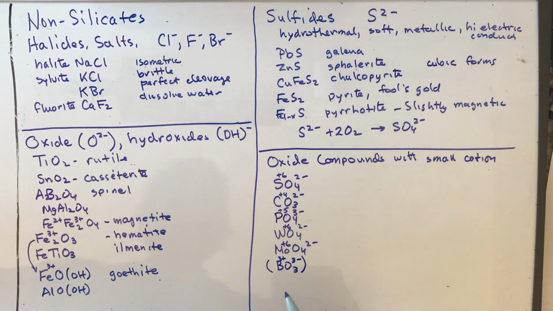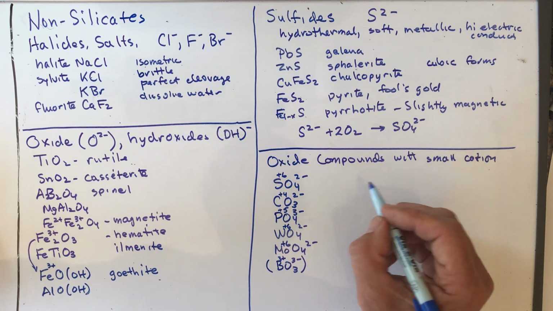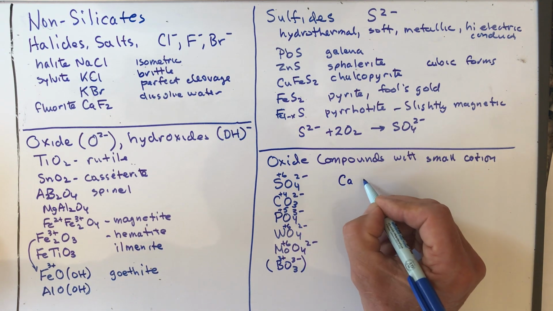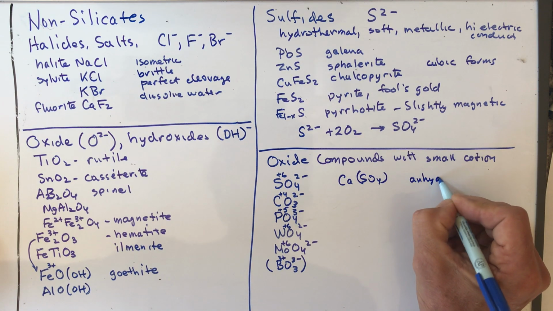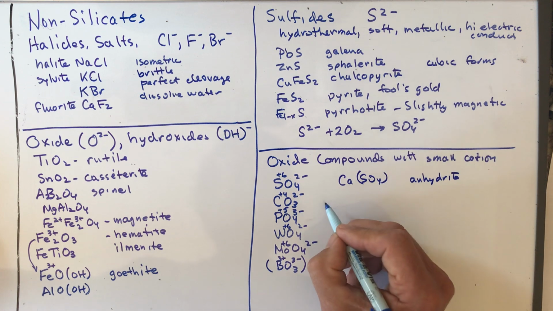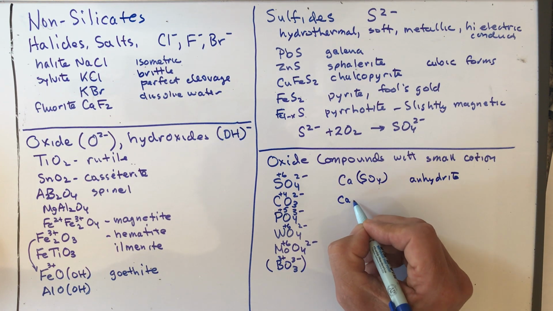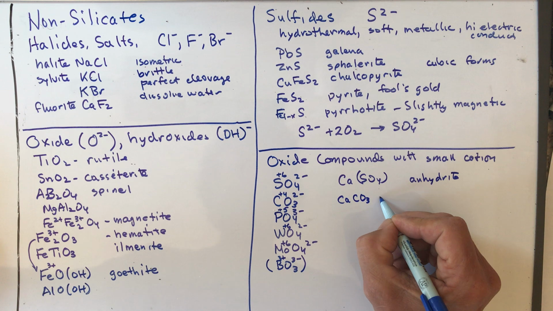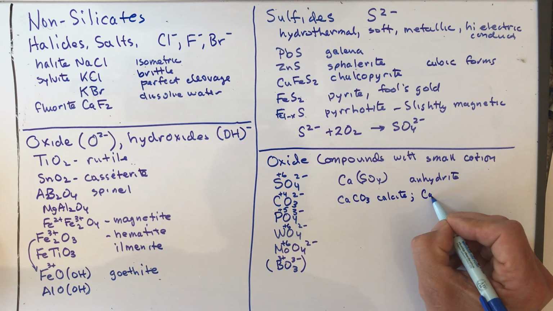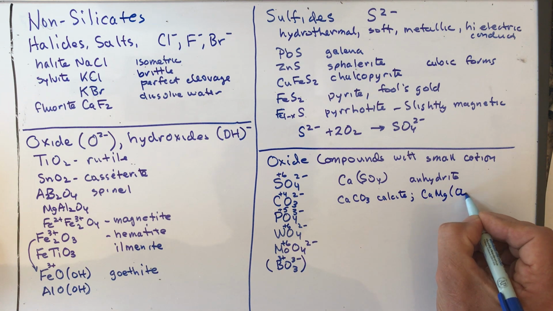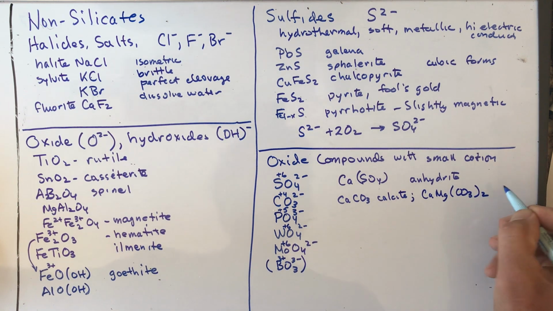These oxide compounds are extremely stable, and they produce a number of very common stable minerals, and they act as a unit. So we would write them as Ca and then SO4. That's the sulfate group. That's anhydrite. Barite is another common one. Carbonate groups include calcite, CaCO3, which fizzes in acid, and CaMg(CO3)2, that's dolomite.